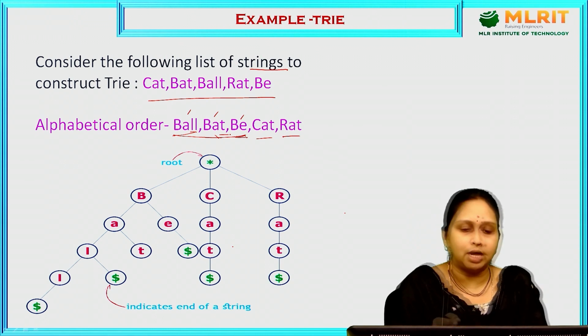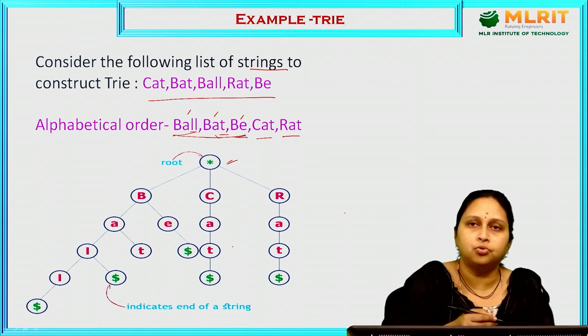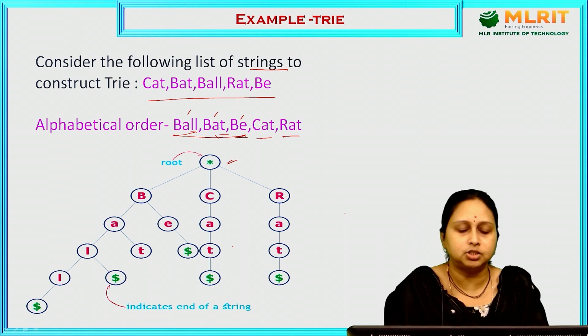Now construct a TRIE for this, right? Initially, the root node does not have any character, so it will be considered empty or null.